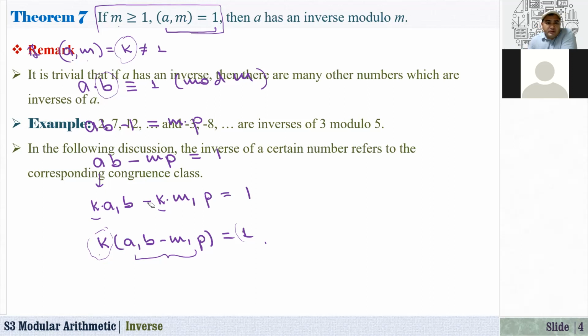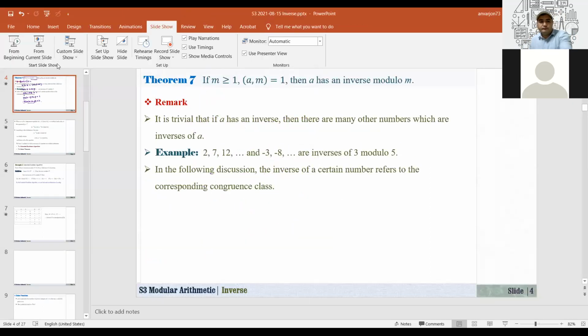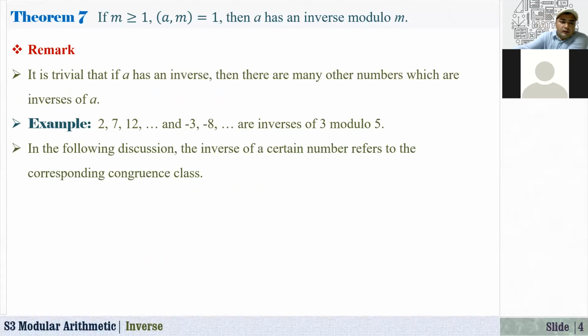So let me delete my writings. All right. It is trivial that if A has an inverse, then there are many other numbers which are inverses of A. When we say inverse, we talk about classes. It's a class that contains infinitely many numbers. It has this property: A times its inverse is congruent to 1 modulo M.